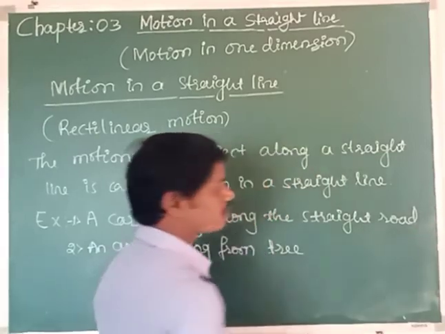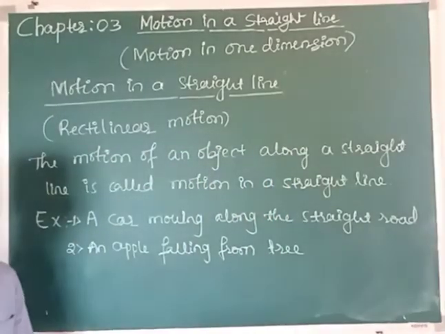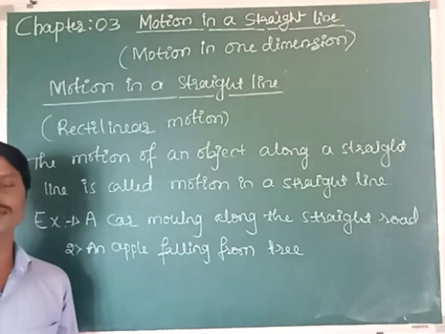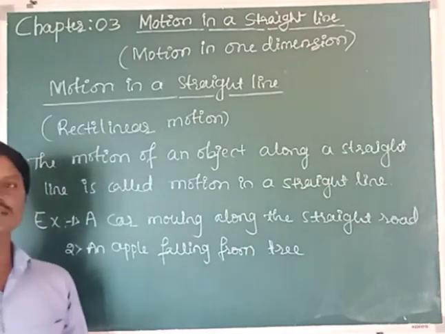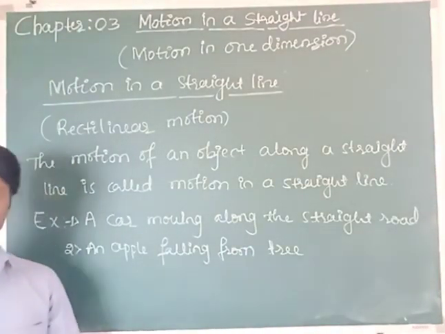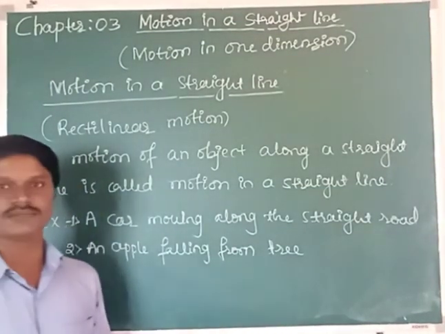So in order to specify the position of the object in the motion in a straight line, we are going to use how many coordinates? Only one coordinate. That is why it is also called motion in one dimension. In the next class we are going to discuss position, path length and displacement. Okay.